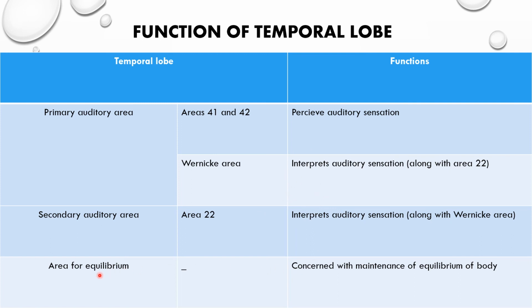The area for equilibrium maintains the body balance or body equilibrium, and it does not have any numbers. It is present in the temporal lobes. So these are the main functions of the lobes of the brain. We can see further information in the upcoming videos.